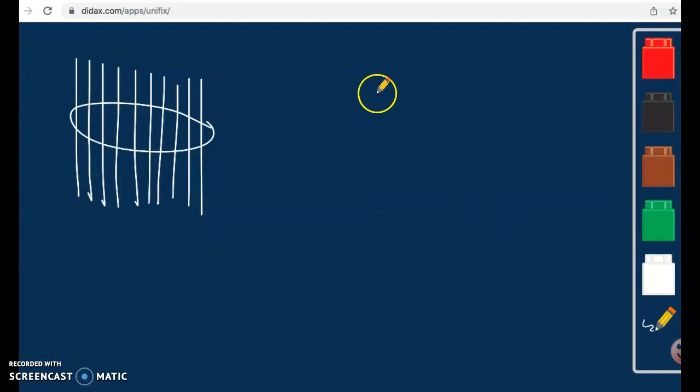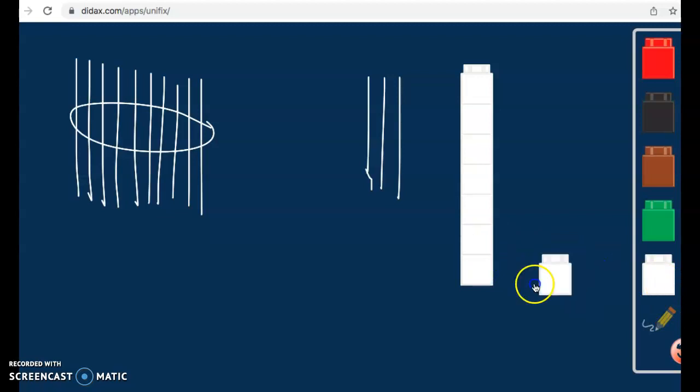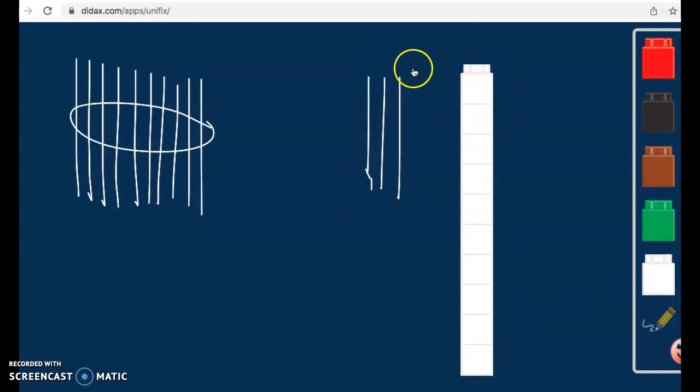As we saw in our last video yesterday, if we had 32, we can have 1, 2, 3 bars of 10. Remember, that's the same thing as having all these stacked up and having 3 of these bars. So we have 1, 2, 3, 4, 5, 6, 7, 8, 9, 10. These white lines are the same thing as 10 of these cubes together. So the number 32 would be 3 of these tens bars.